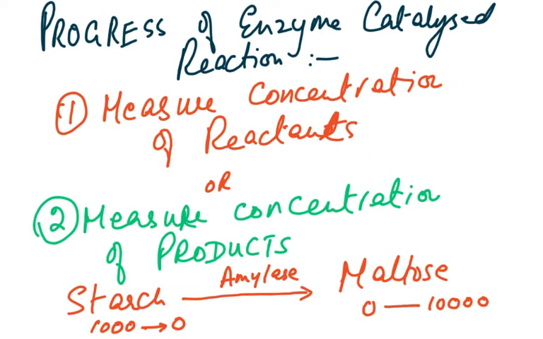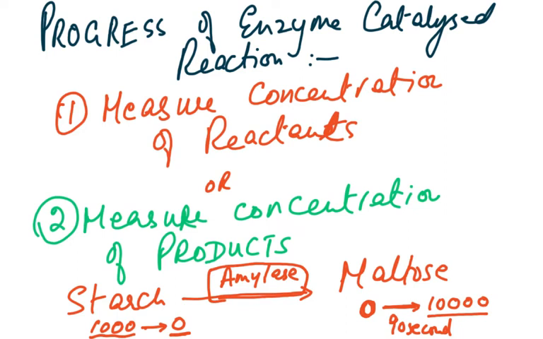Now, in an enzyme catalyzed reaction, you can see the enzyme amylase breaks down starch into maltose. Starch was initially 1000 molecules, and how much time is it going to take to become zero? That means all the starch has been used up. Or you can measure the concentration of the product. Originally the concentration was zero, and then after how much time? Did it take 1 minute? Did it take 90 seconds? To finally reach 10,000 maltose molecules.